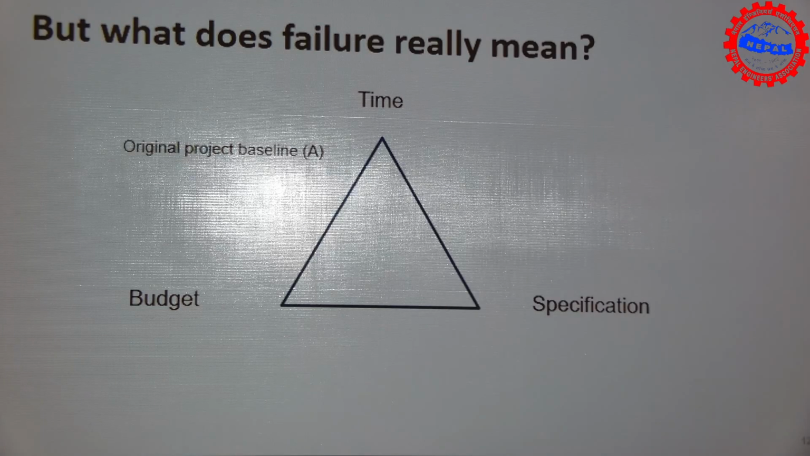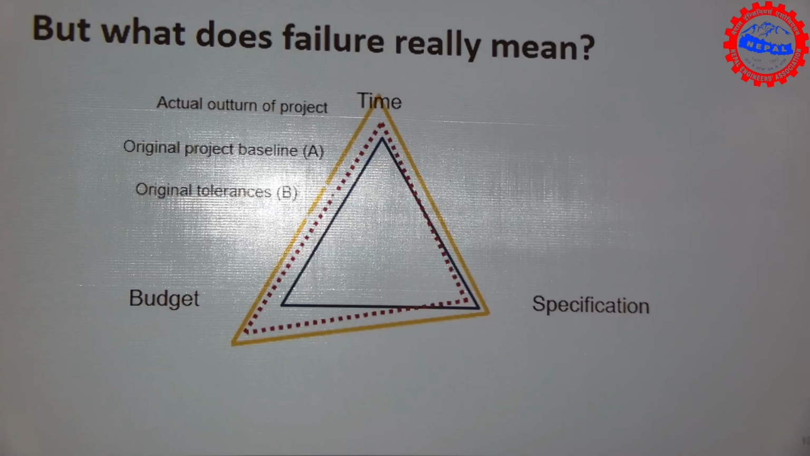But what does failure really mean here? Did you compare against the project baseline, the original project plan? Let me give you some examples. Three dotted lines are there, you can see here. Budget, how the budget is going to vary. The blue line is the original plan, original time, cost and specification.